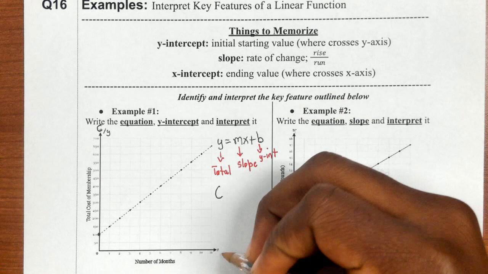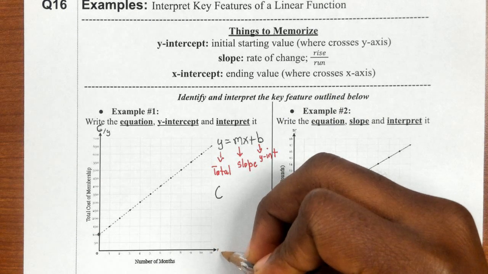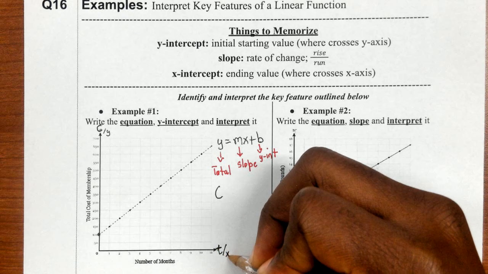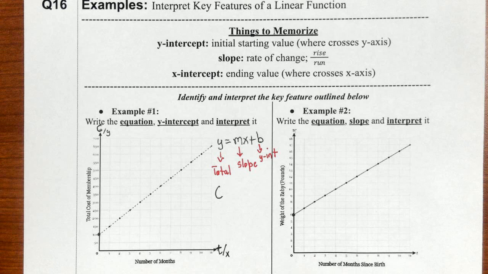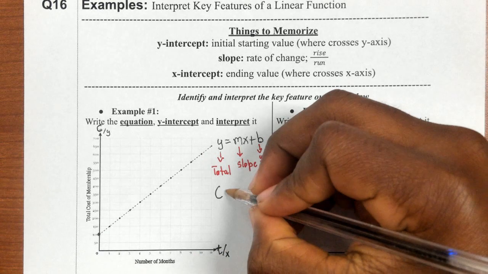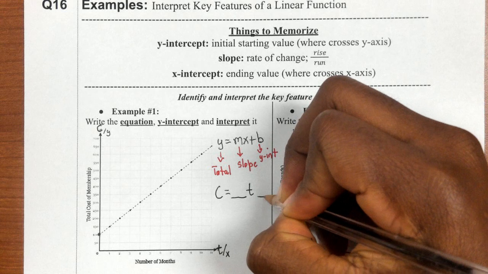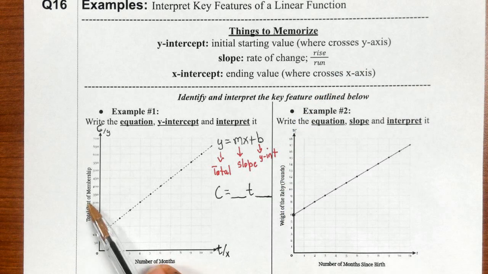And then they're also replacing the x with a t. So again, here they're also replacing the x with a t. I'm going to replace that x that I see right here with a t. So c equals some slope times t, plus some y-intercept, just so that we're accurate with what this question is asking me to do.